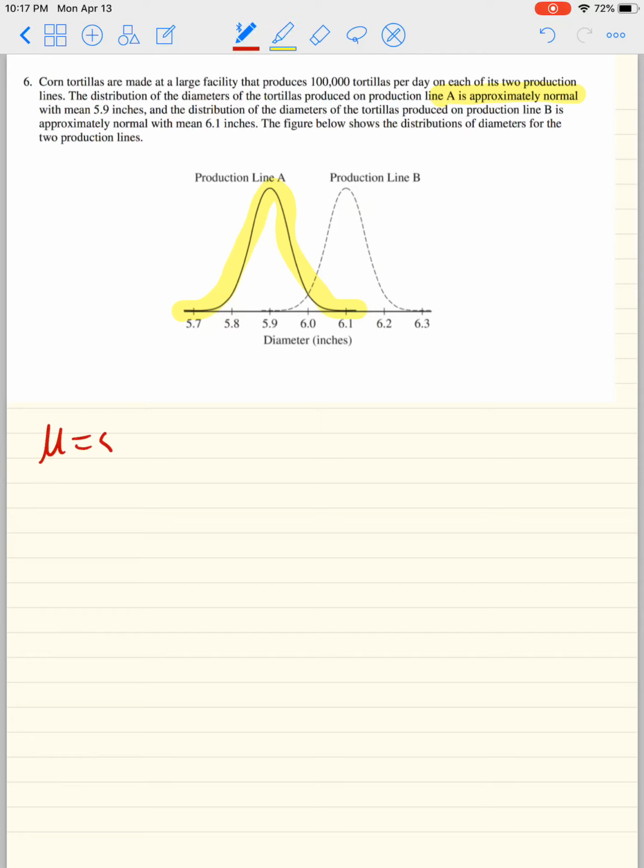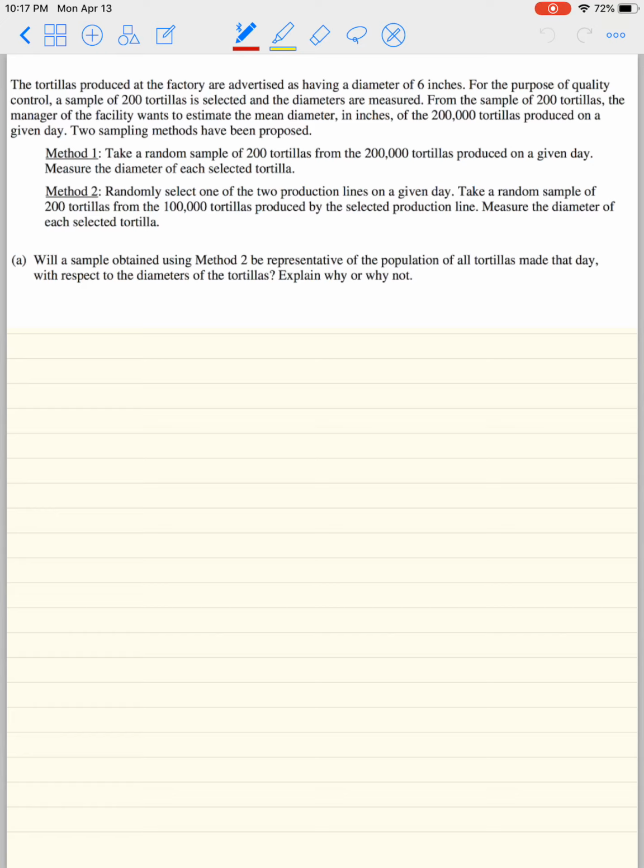So that's our mean. And the distribution of the diameter of the tortillas produced on line B is approximately normal with a mean of 6.1. Now you could just measure it right there. Here's 5.9, that's your mean. Here's 6.1, that's your mean. The figure below shows the two distributions.